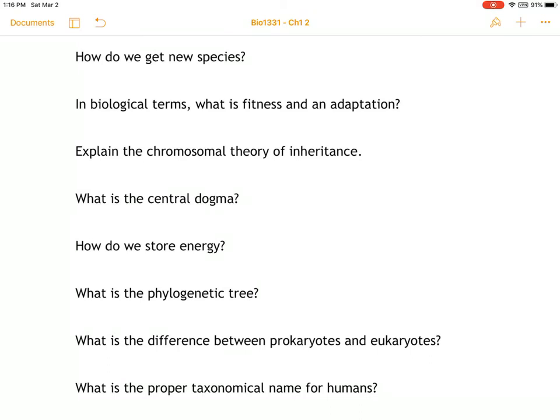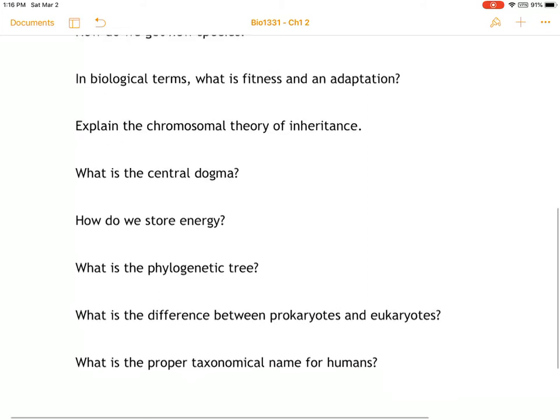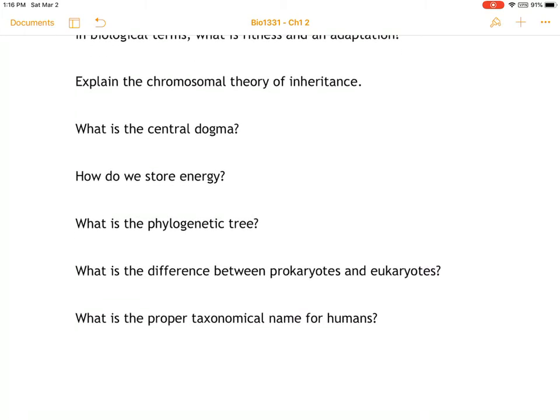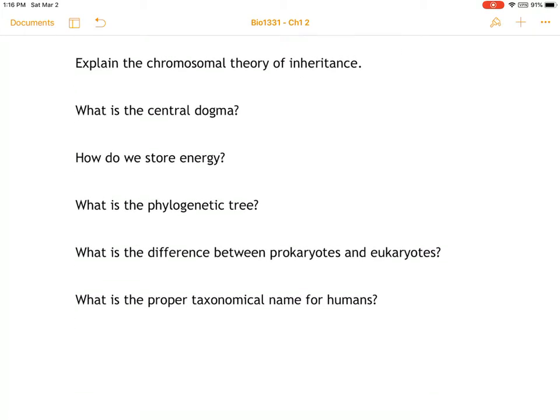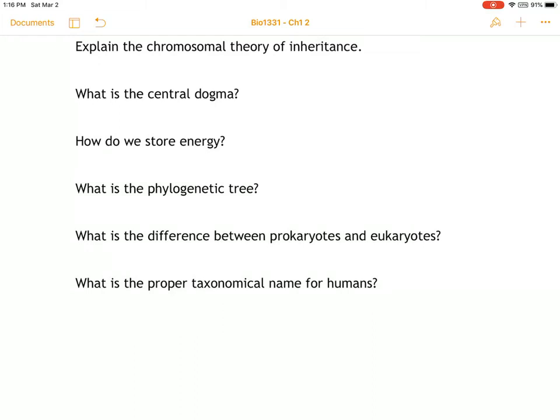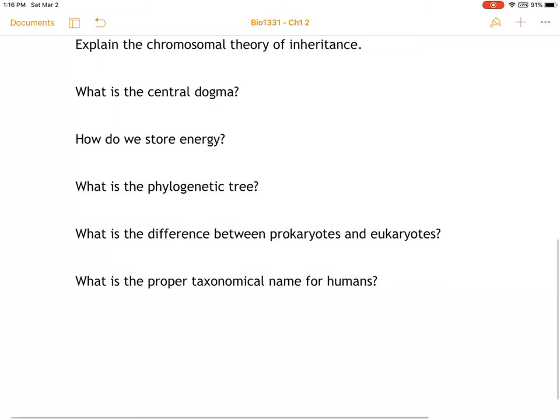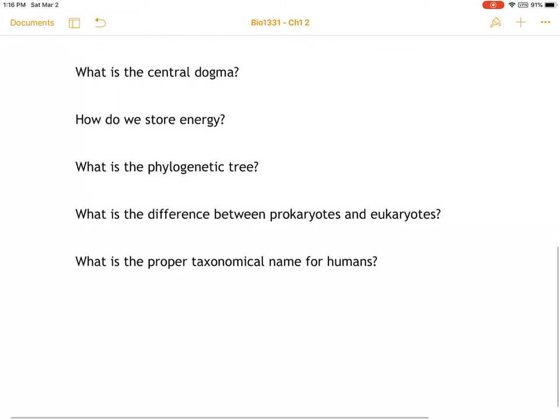In biological terms, what is fitness and adaptation? Fitness is ability to survive and reproduce. Adaptation is something that benefits the fitness. Explain the chromosomal theory of inheritance. So traits are coded by the genes in the DNA, and that DNA could be passed down to the offsprings. What is a central dogma? DNA to RNA to proteins. How do we store energy? Using ATP.